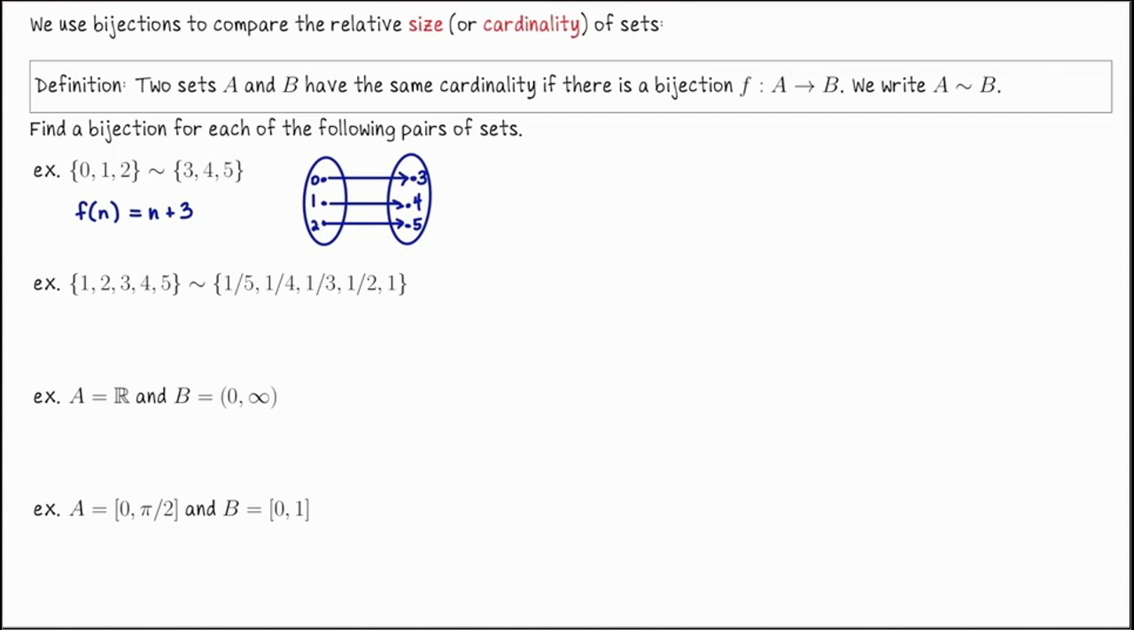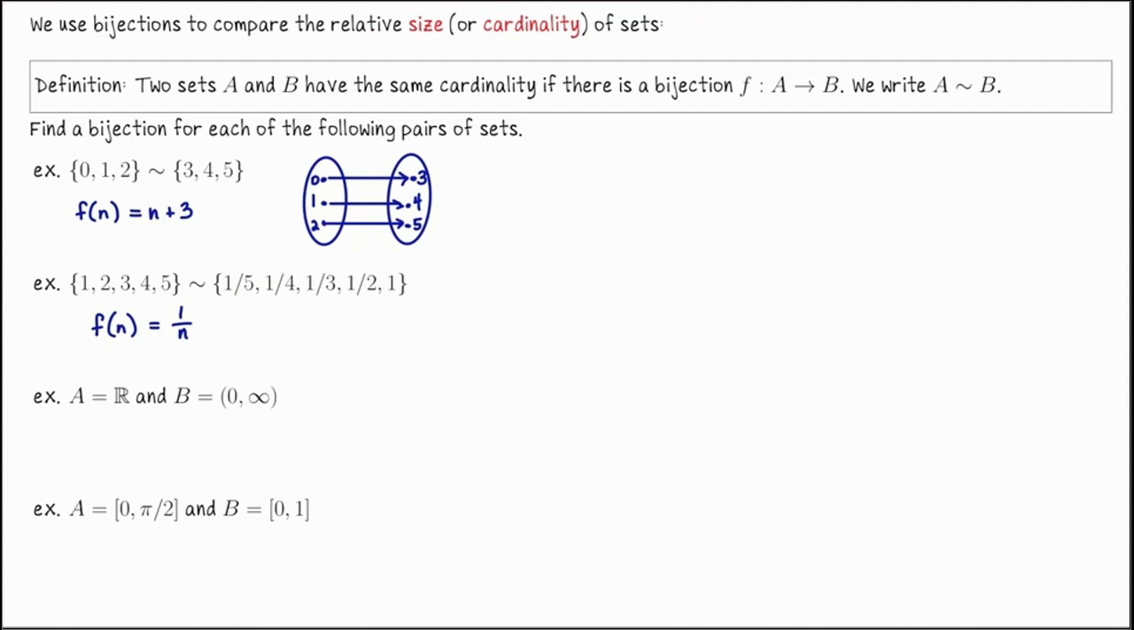For our next pairing, we have 2 sets which each have 5 elements, so of course by visual inspection I can tell you that these two sets have the same cardinality. But let's write down a bijection. How about f of n equals 1 over n? That will take 1 to 1, 2 to a half, 3 to a third, 4 to a fourth, and 5 to a fifth. Notice here it doesn't have to preserve the order with which I wrote these sets or anything like that. All it has to do is give me a map from each and every element in one set to the other one in such a way which is one-to-one and onto.